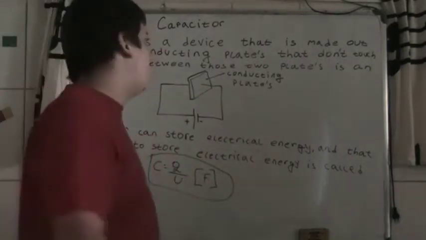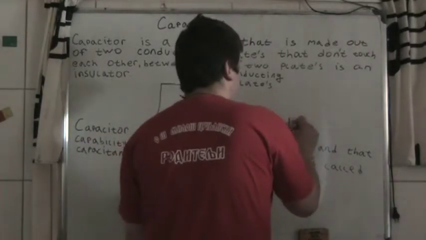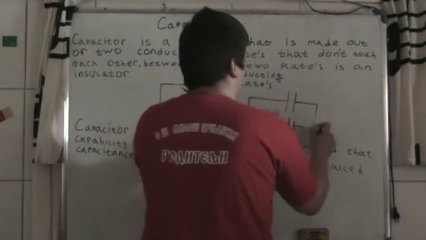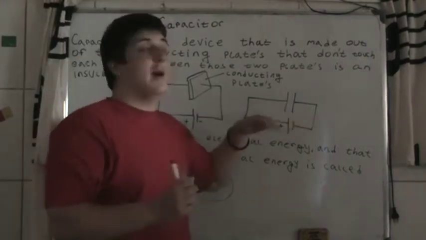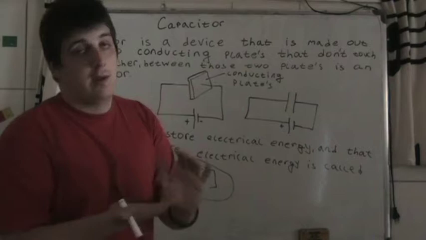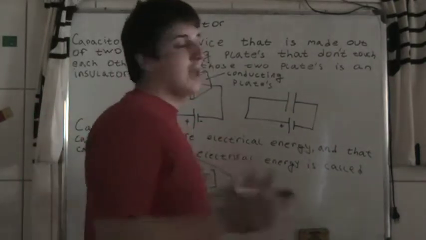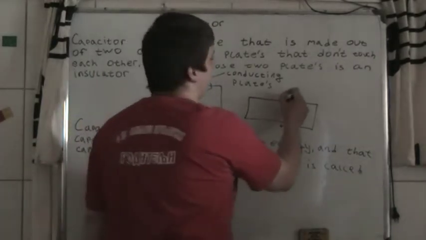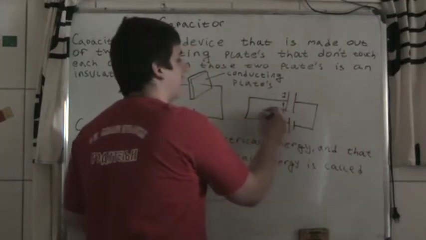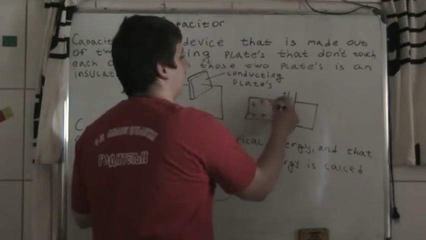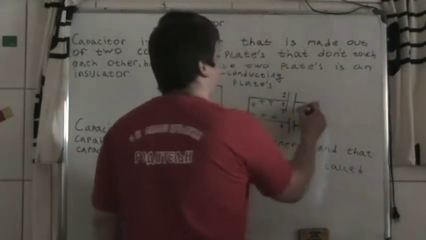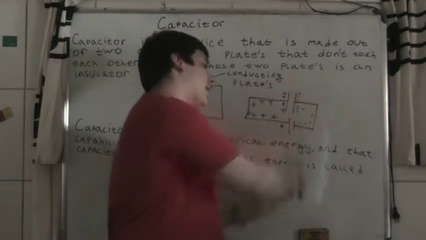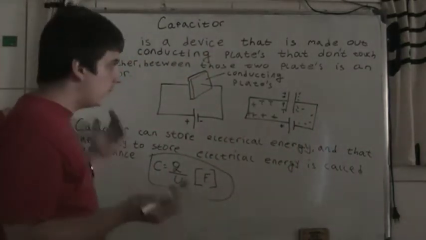So let me show you. Here we have a battery, plus and minus, and now we have these two metal plates. Between these two conducting metal plates, because every metal is a conductor, we have an insulator, for example, air. So here you will have plus charges, and here you will have minuses. All these charges are going to form on these two metal plates. And now we have a capacitor here.